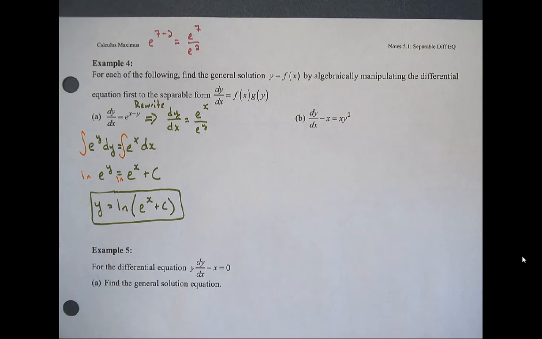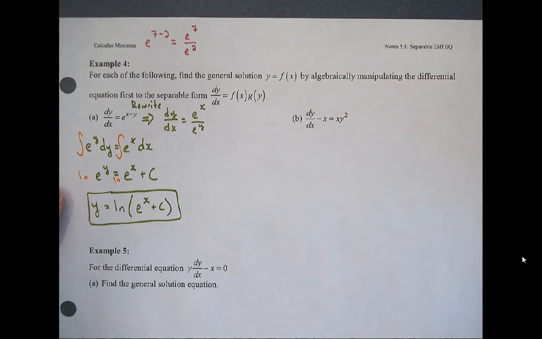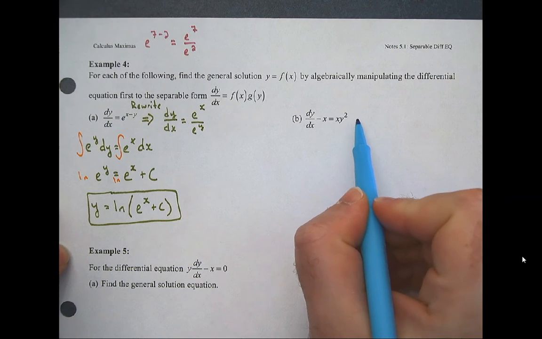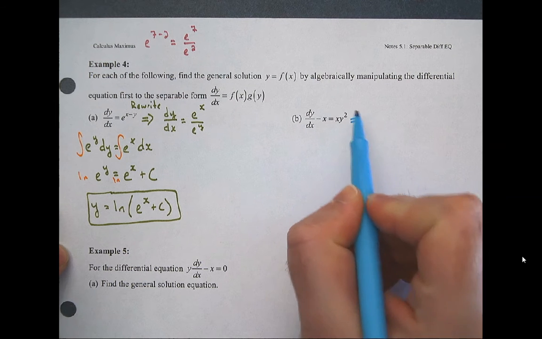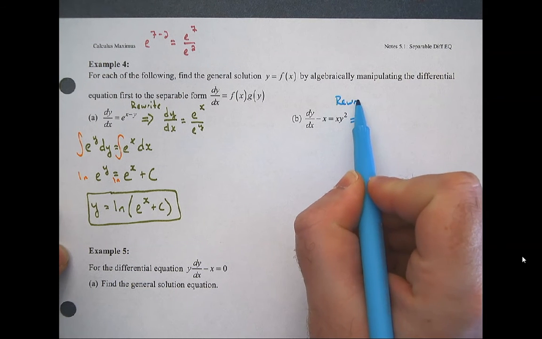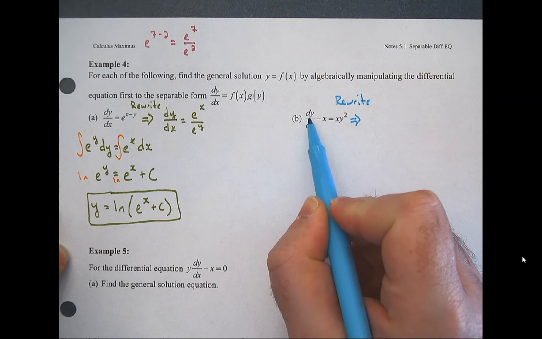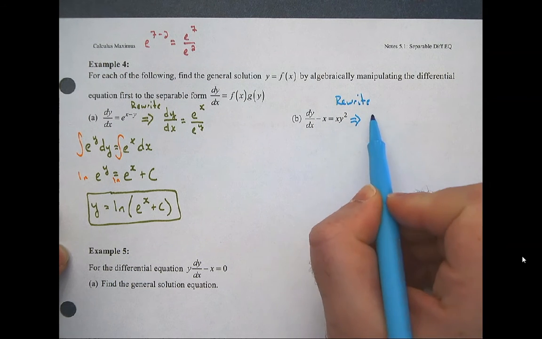All right, let's see how clever you are. Why don't you try the next one? See if you can figure out how to get x and y on opposite sides. So obviously we have to do a rewrite here. So I'm going to now push this to the other side.